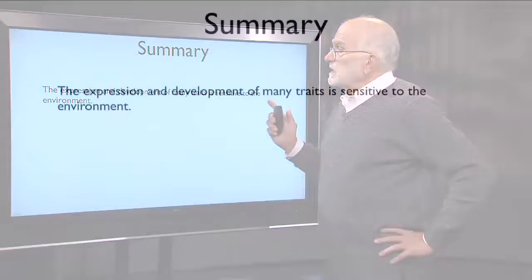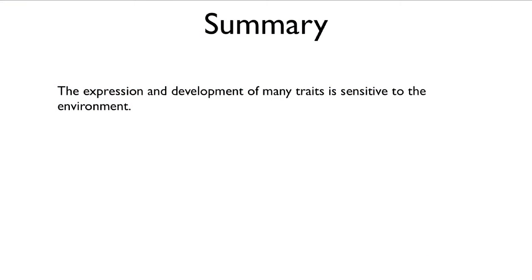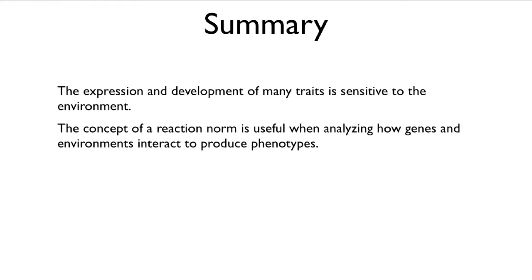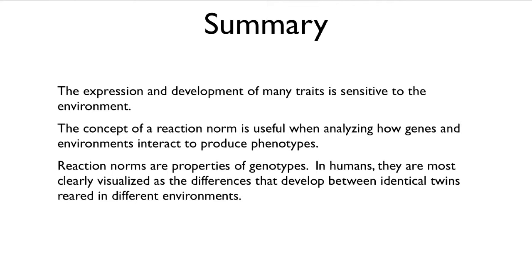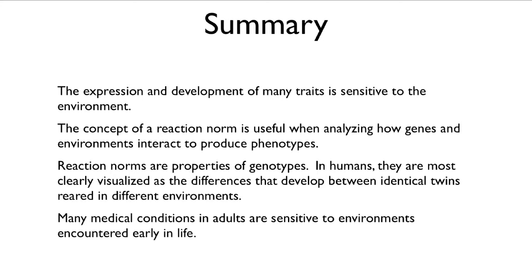So, to summarize, the expression and the development of many traits is sensitive to the environments encountered. It's useful to have this idea of a reaction norm in your intellectual toolkit because it helps us to analyze how genes and environment interact to produce phenotypes. Reaction norms are properly defined properties of genotypes. In humans, it's easiest to visualize them as differences that develop between identical twins that are experiencing different environments. Many medical conditions in adults are sensitive to environments encountered early in life, sometimes quite early in life.